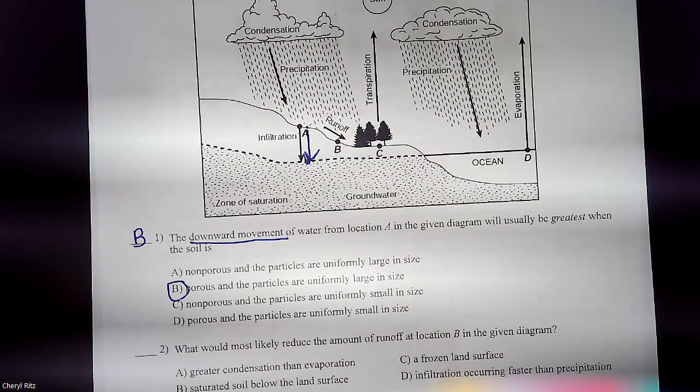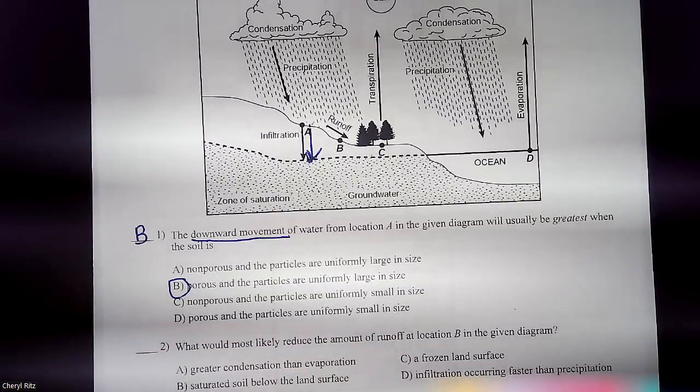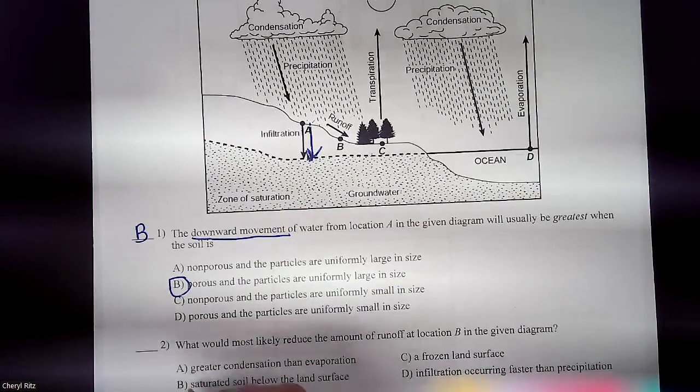What would most likely reduce the amount of runoff at B? So we want a smaller amount of runoff. So guys, I have to ask you, if we want less runoff, what do we want the water to do instead? We want it to infiltrate. We want it to go in better. So if we read through, will A make there be less runoff, a greater condensation than evaporation? No. First of all, does that have anything to do with runoff? Does not.